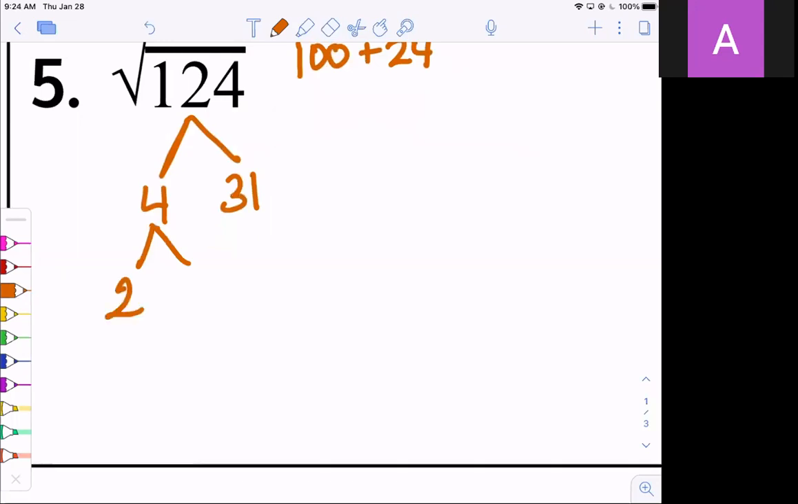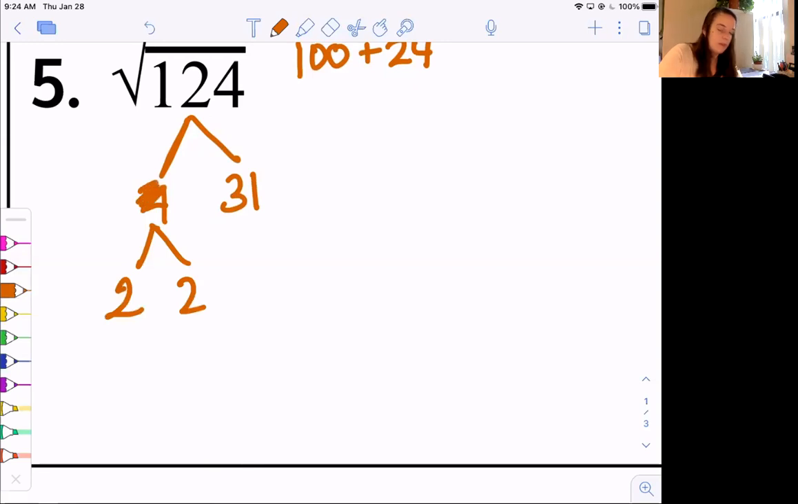2 times 2. And since I broke down this 4, sometimes it gets hard to tell in our scratch paper what I have broken down and what I haven't. So I like to just scratch out that number once I have it written down.